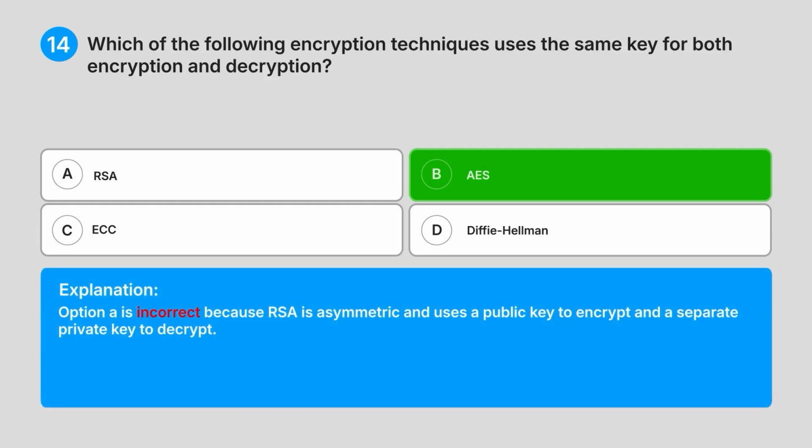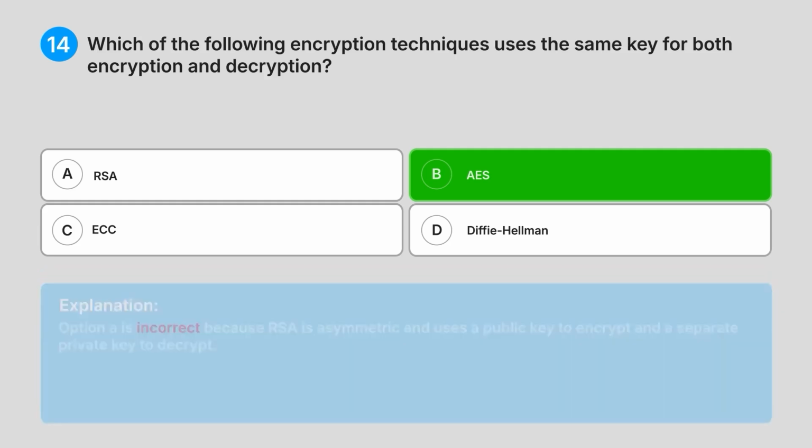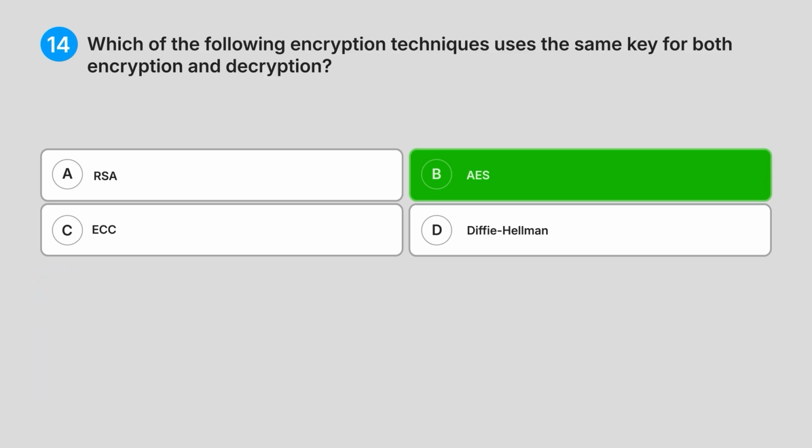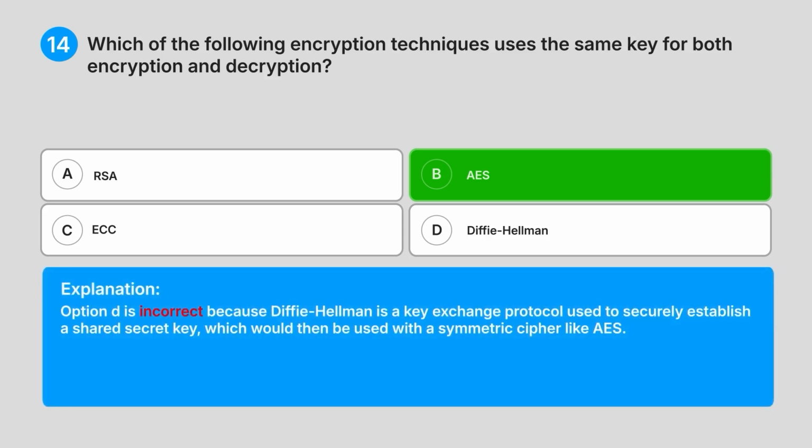Option A is incorrect because RSA is asymmetric and uses a public key to encrypt and a separate private key to decrypt. Option C is incorrect because elliptic curve cryptography is also an asymmetric technique that uses a public-private key pair. Option D is incorrect because Diffie-Hellman is a key exchange protocol used to securely establish a shared secret key, which would then be used with a symmetric cipher like AES.